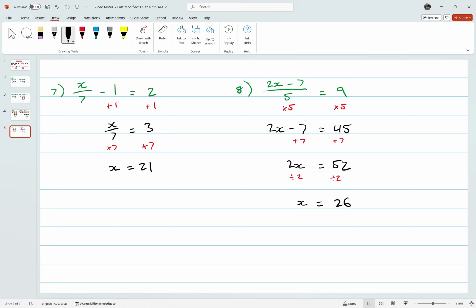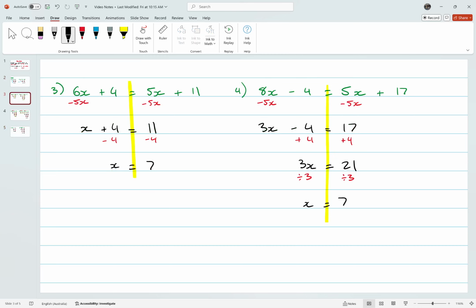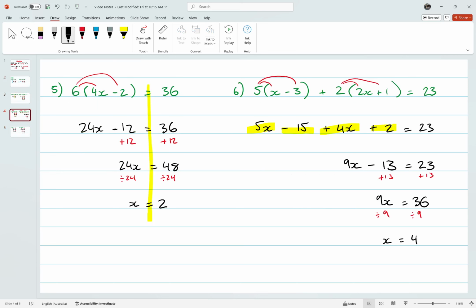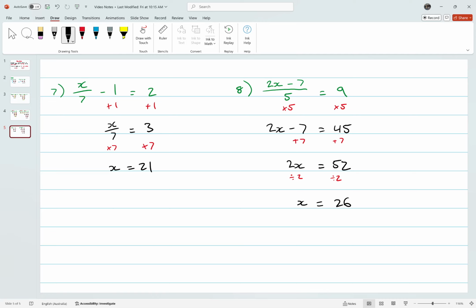That's solving equations, all different types of equations, whether they be basic ones, whether they be with x's on both sides, whether they be equations with brackets, or whether they be equations with fractions. Just by using an inverse operation, so just thinking about the order in which you do things, solving these equations should be fairly easy.